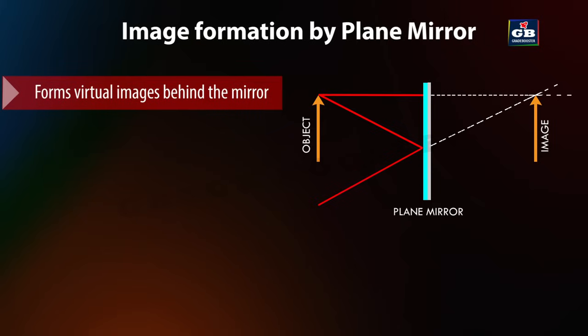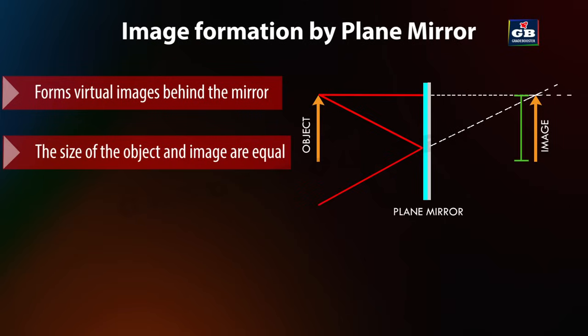These virtual images are not real. That means they cannot be projected onto a screen. They are formed by the apparent intersection of reflected light rays when extended backward. Size and magnification. The size of the image in a plane mirror is the same as the size of the object. There is no magnification, which means that objects in a plane mirror appear to be the same size as they are in reality.